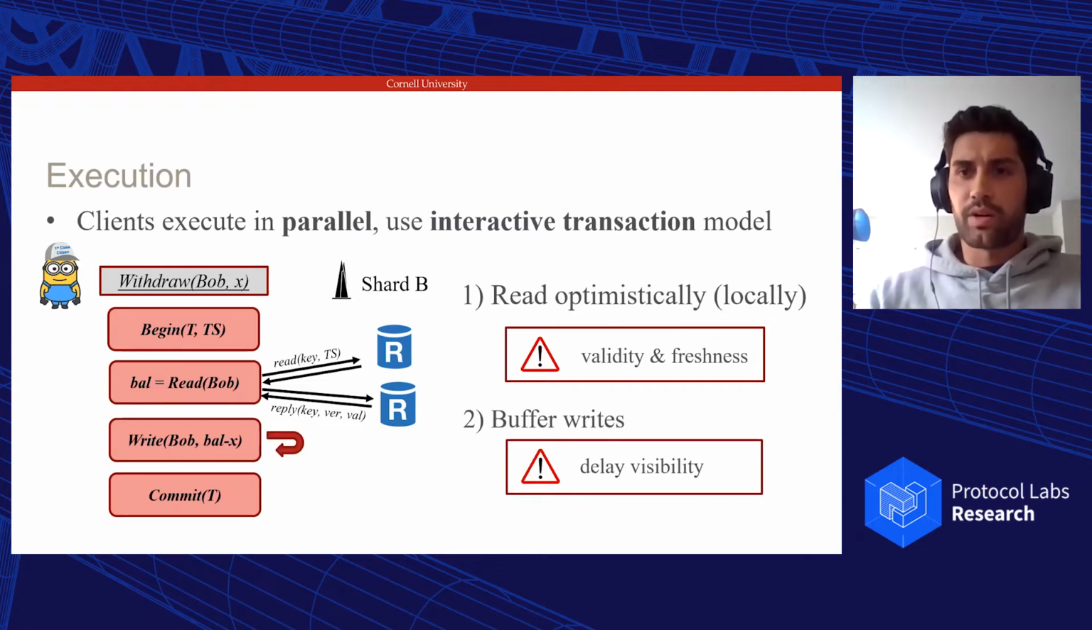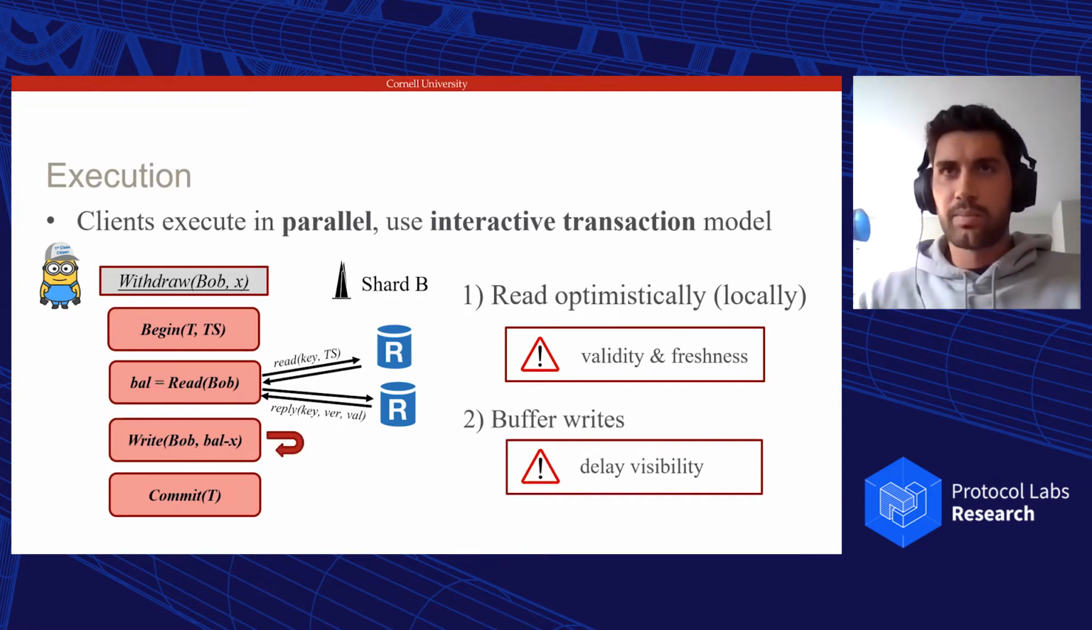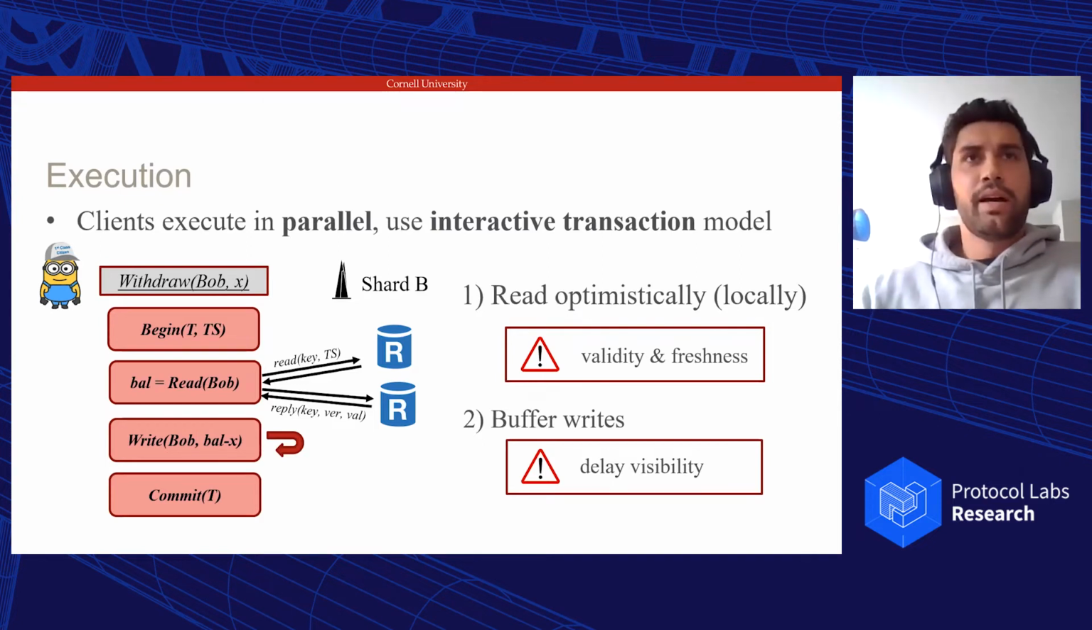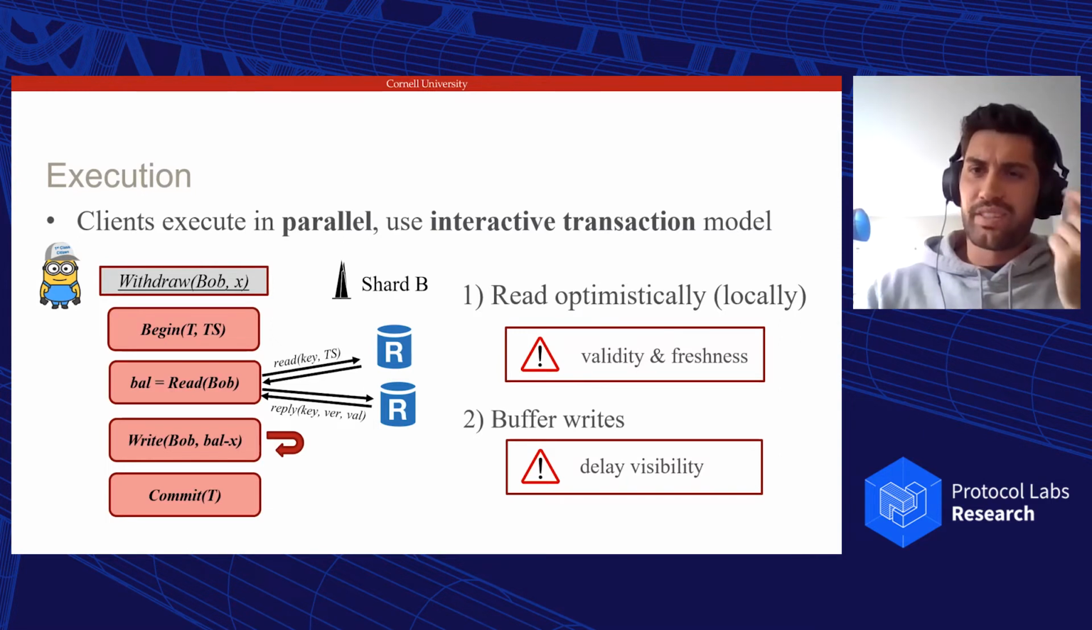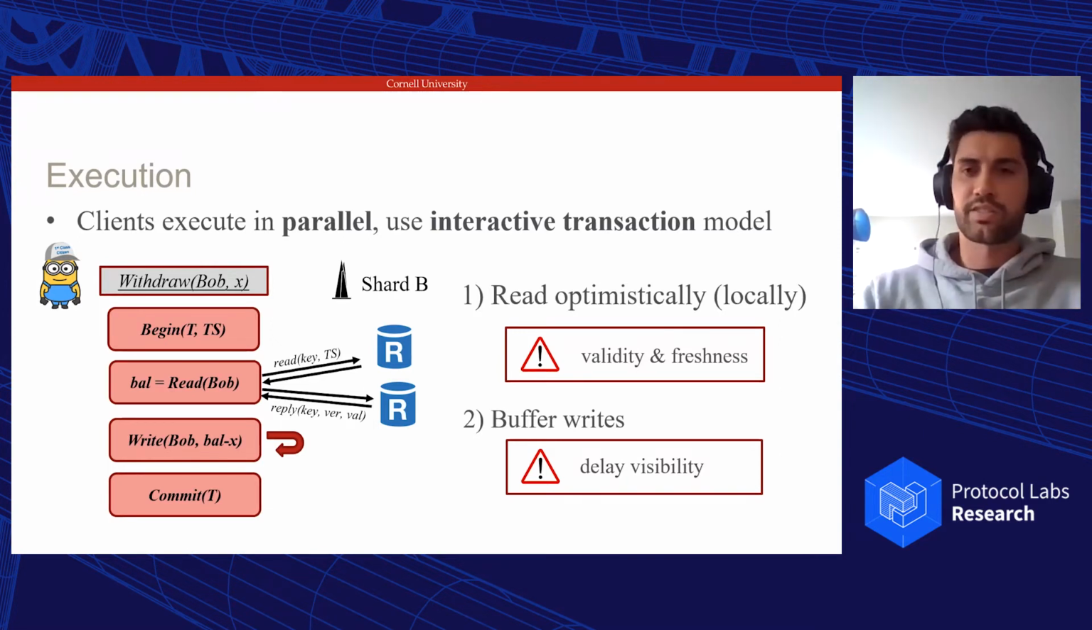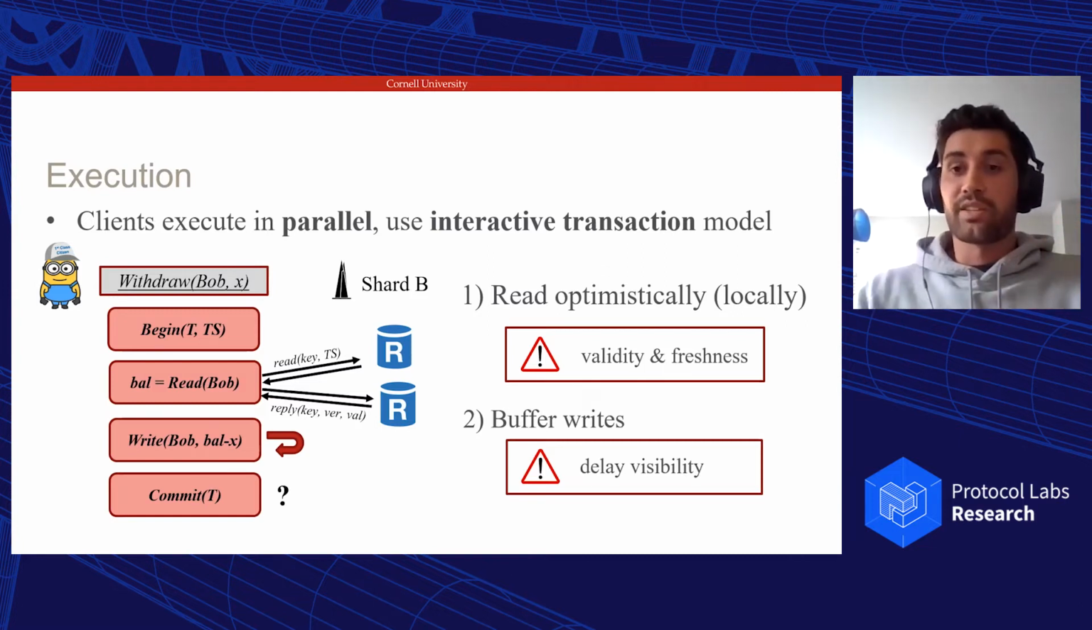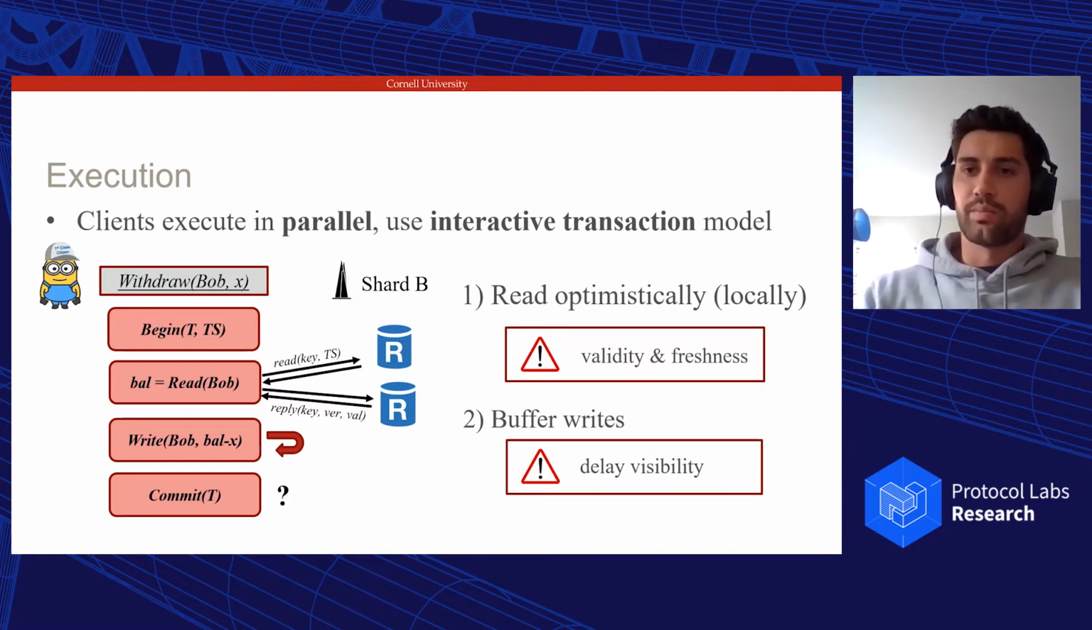Instead, writes are buffered locally in order to delay the visibility until commit time. And that's an important property for recovery that I'll touch upon in a little bit. But the intuition here is that we don't want Byzantine clients to be able to leave incomplete transactions lying around arbitrarily. Now, of course, any such speculative execution performed by clients in parallel might not be serializable or Byzantine serializable at all, so we need to validate them before being able to commit.